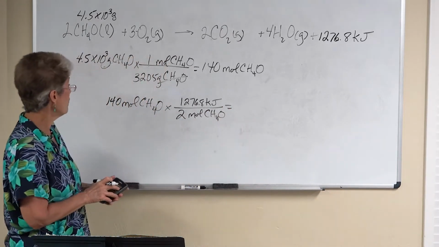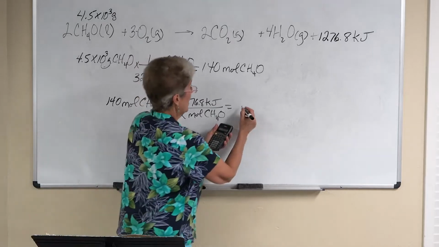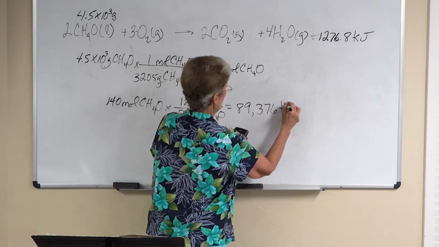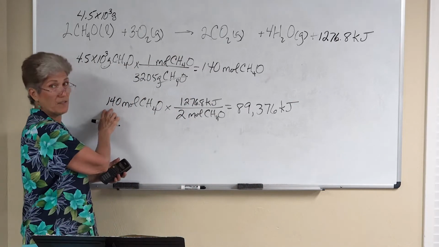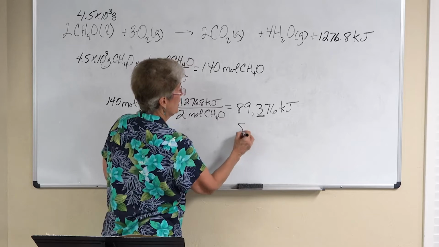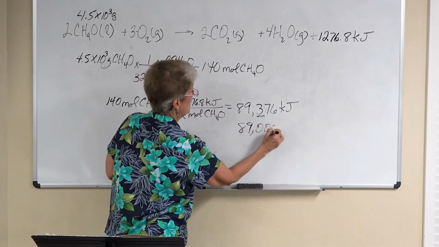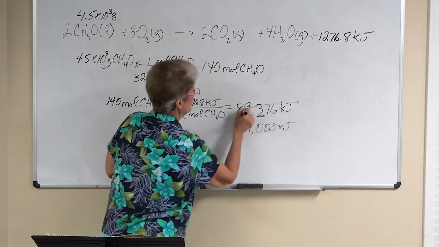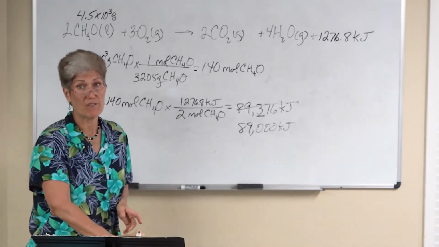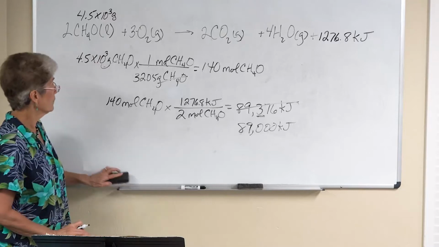Okay, so now that you have that, what comes out of my calculator is 89,376 kilojoules. But this is in 2 significant figures, so my answer has to be in 2 significant figures. That's going to roll down. So it's just going to be 89,000 kilojoules. And that would be your correct answer because it's got the correct number of significant figures.